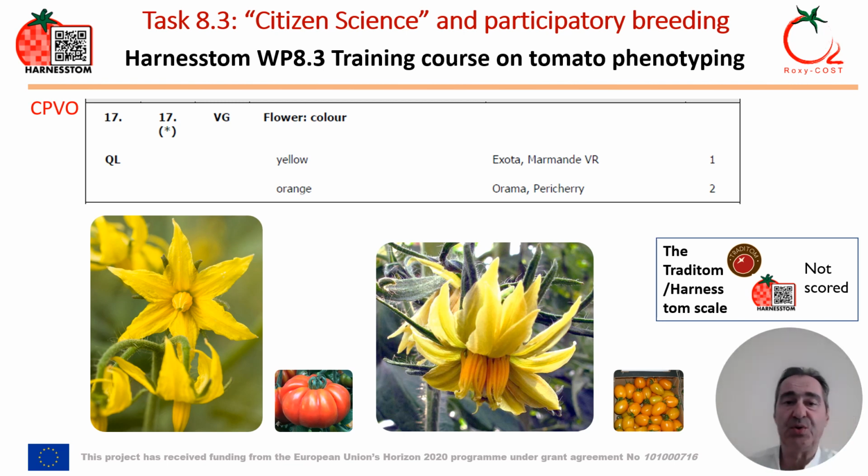Surprisingly, also a loss of function variant of the same gene, called old gold crimson, makes the stamen orange, although in this case the fruit is not affected. And this is the case of the Pericherry cultivar mentioned by the CPVO protocol.